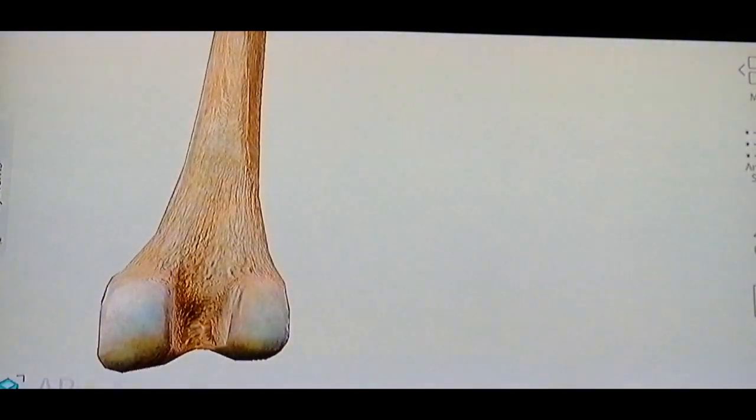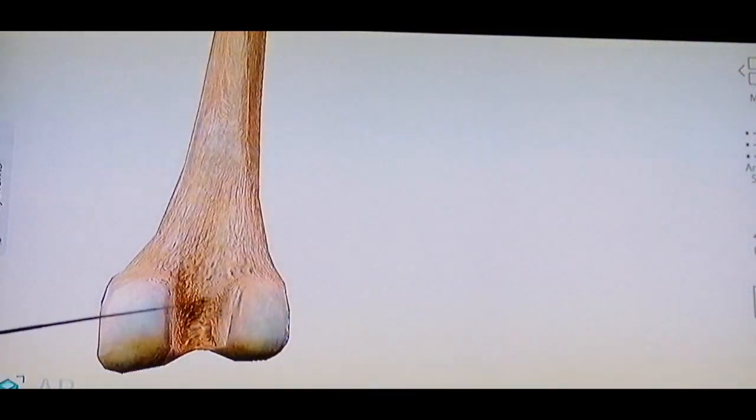Finally, I am talking about the distal end. The distal end is composed of the two condyles, lateral and medial condyle. Between the two condyles is a fossa called the intercondylar fossa. This is the intercondylar fossa.